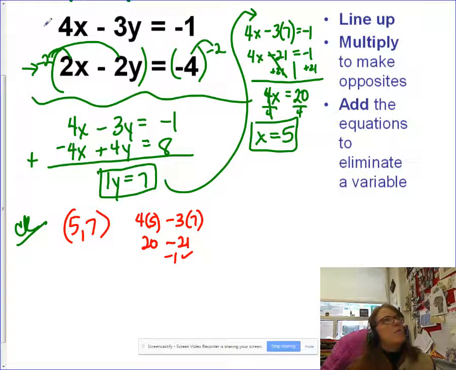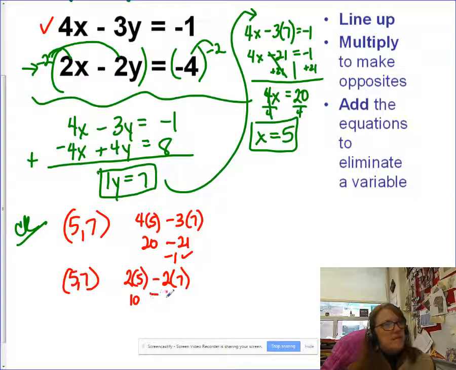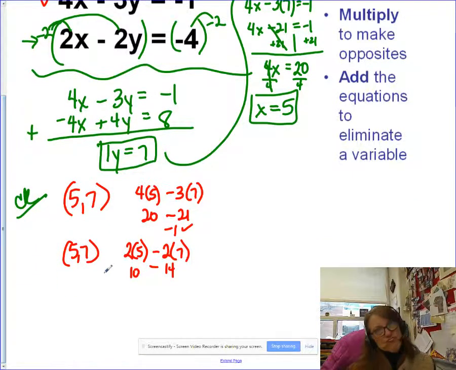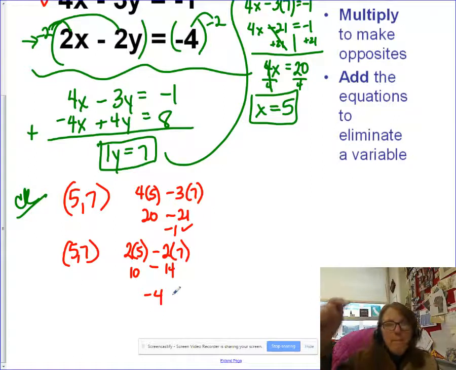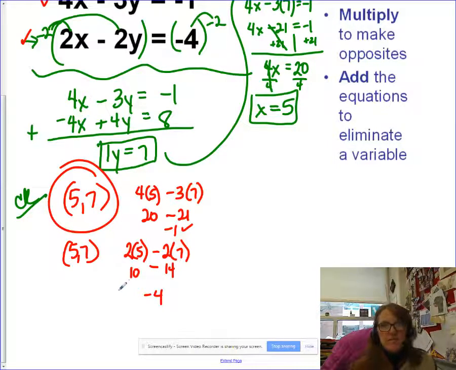Yes, that one worked. Let's check it in the original second equation. 5, 7. 2x, 2 times 5, minus 2 times y. In my equation up there, I better get negative 4. 10 minus 14. Boom, negative 4. Worked in this one as well. So your final answer is 5, 7.